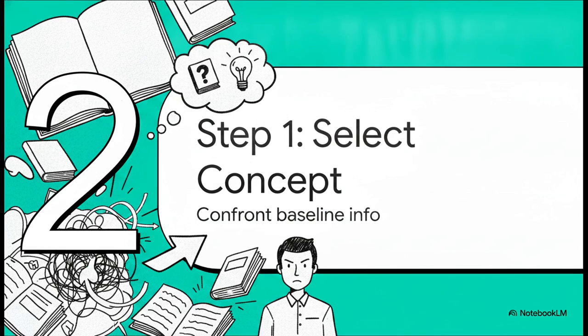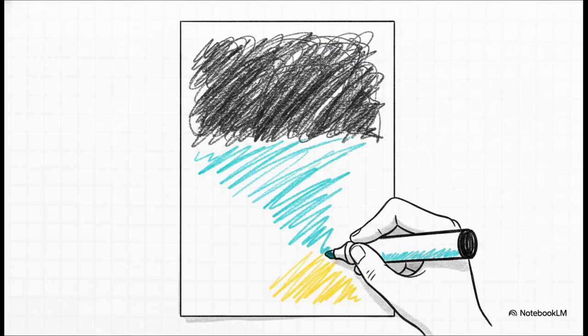Step 1, select a concept. This is where the tutorial really begins, and it forces you to confront your baseline knowledge head-on. No hiding behind textbooks here. The crucial point is taking deliberate action. First, you need to literally open up a blank document on your laptop or just grab a physical piece of paper. Pick the concept you're trying to learn and then write down absolutely everything you know about it already. Just do a massive brain dump right onto the page.